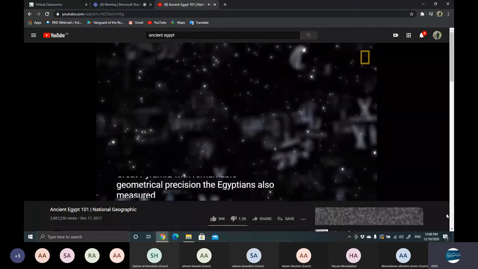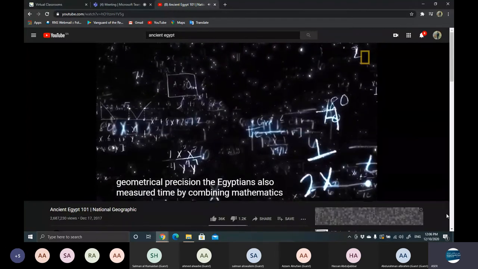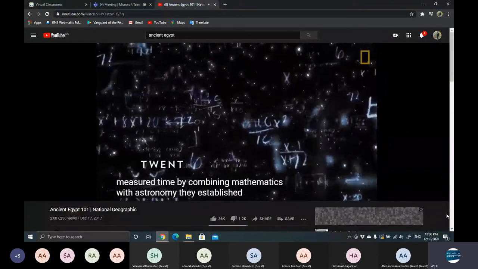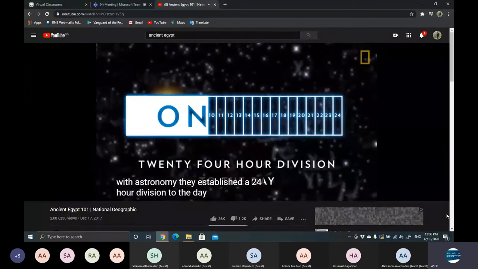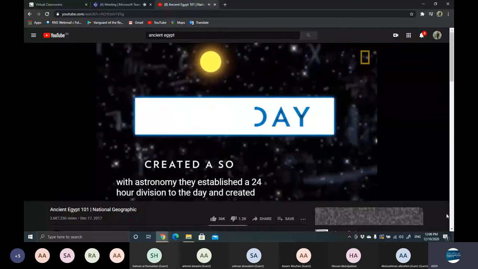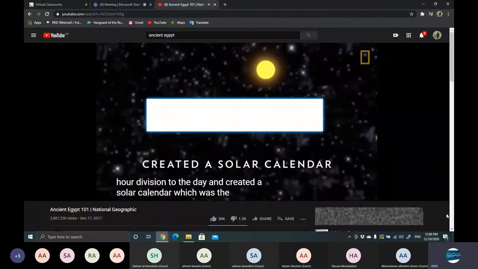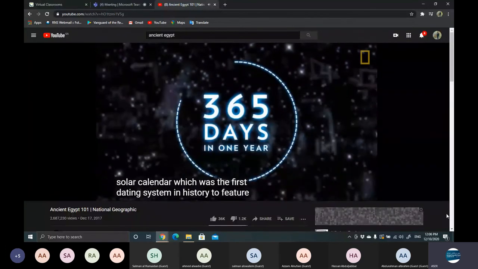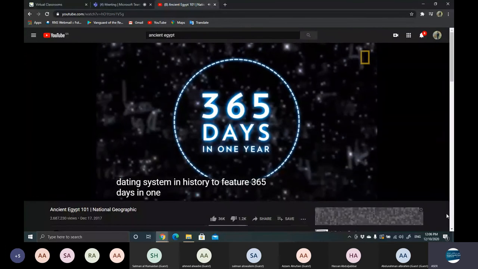The Egyptians also measured time. By combining mathematics with astronomy, they established a 24-hour division to the day and created a solar calendar, which was the first dating system in history to feature 365 days in 1 year.